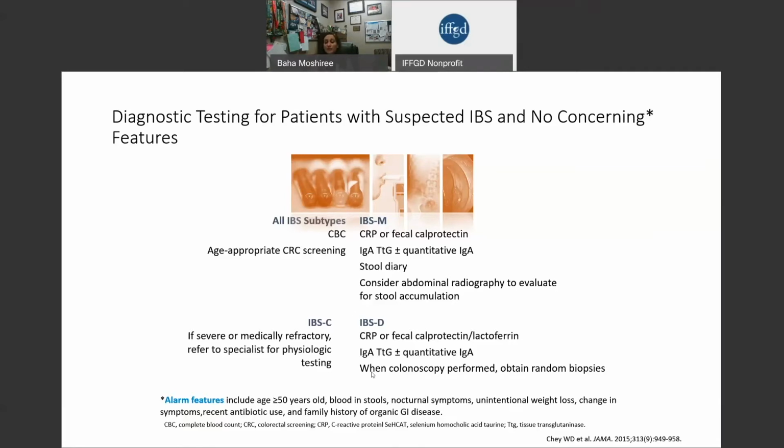If they're having a colonoscopy, because they also have other alarm features, such as being over, we say now actually, 45 years of age, blood in the stools, symptoms at night, unintentional weight loss, changes in symptoms, antibiotic use, and a family history of organic GI disease, such as inflammatory bowel disease or celiac, they should have biopsies of the colon so that we make sure that there's not this other thing called microscopic colitis, which is found in 1.5% of patients who have irritable bowel syndrome.